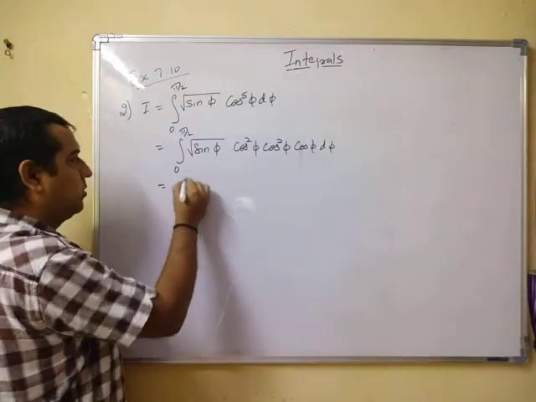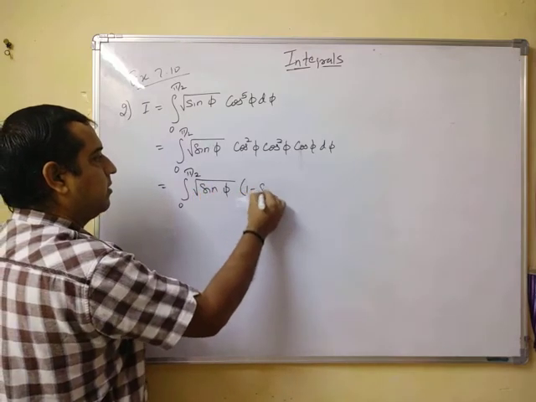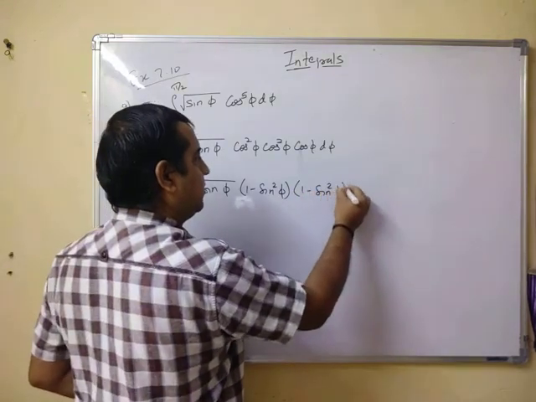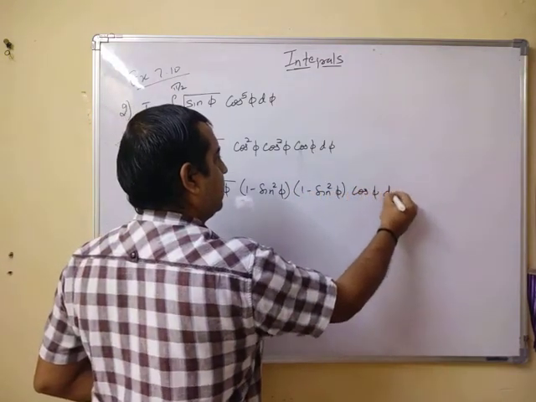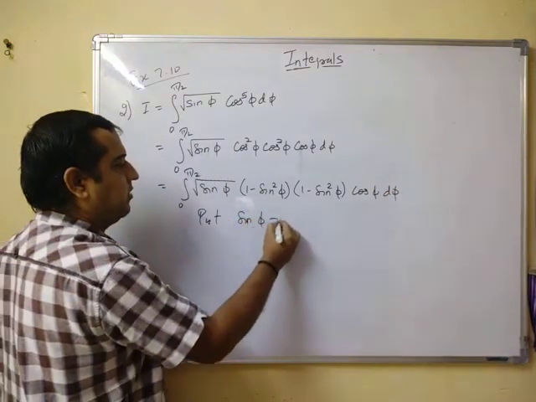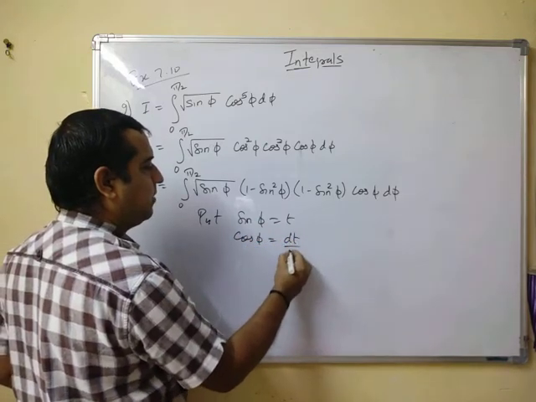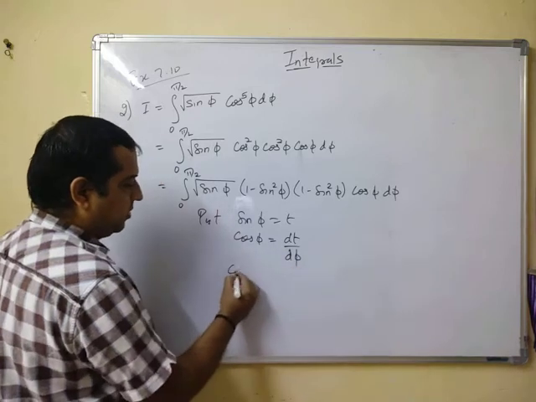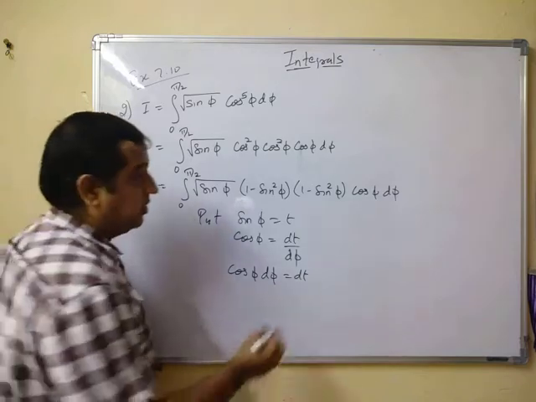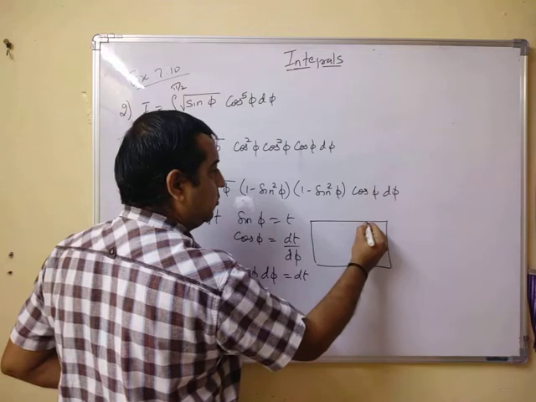This gives you integral from 0 to pi by 2 under root sin phi, 1 minus sin square phi, 1 minus sin square phi, cos phi d phi. Then what you can do, you can put sin phi is equal to t. This leads to cos phi is equal to dt by d phi, and this gives you cos phi d phi is equal to dt. Remember one thing, you have to change the limits also. Okay, limits should be changed.